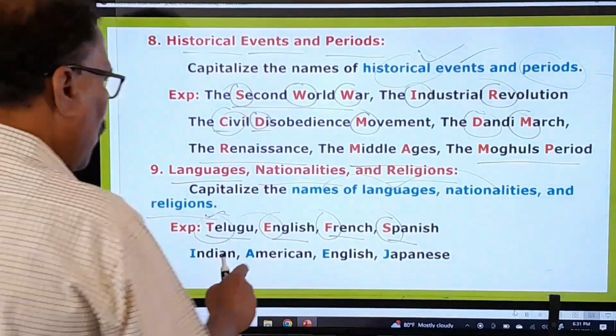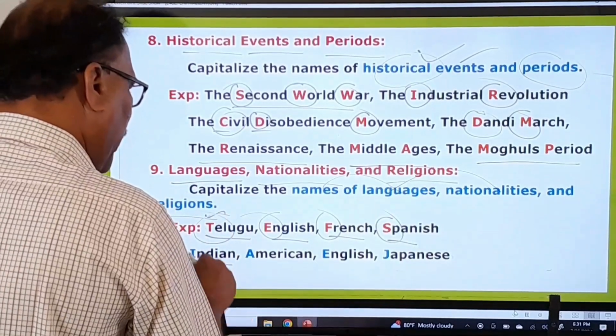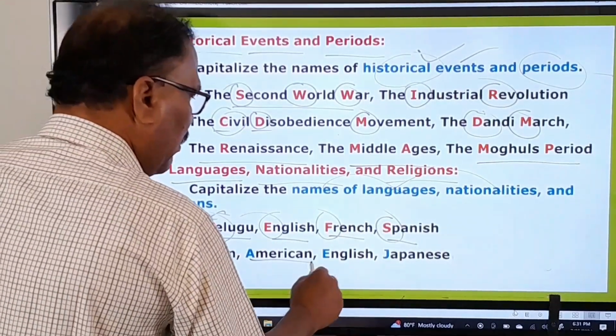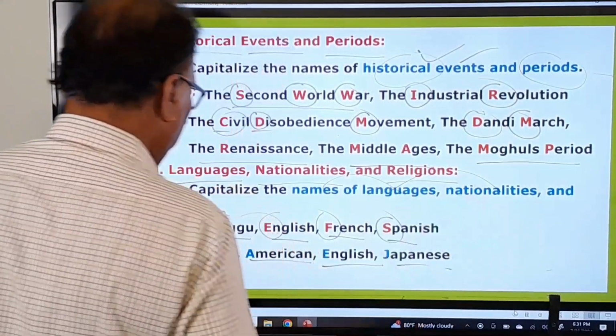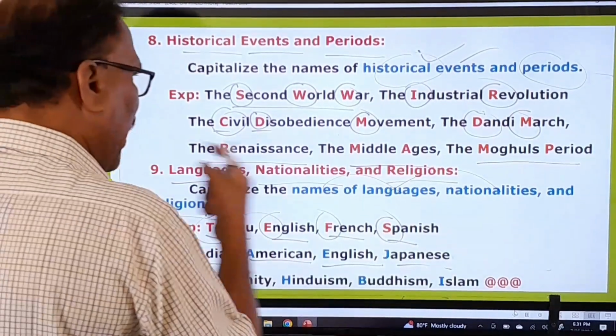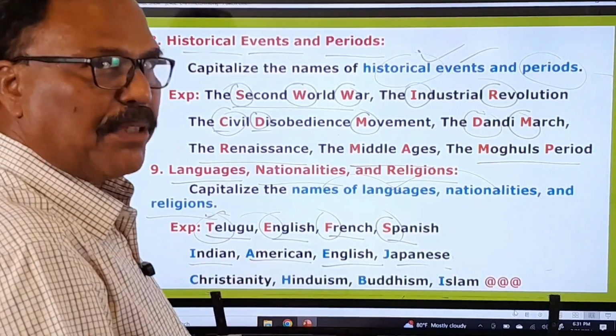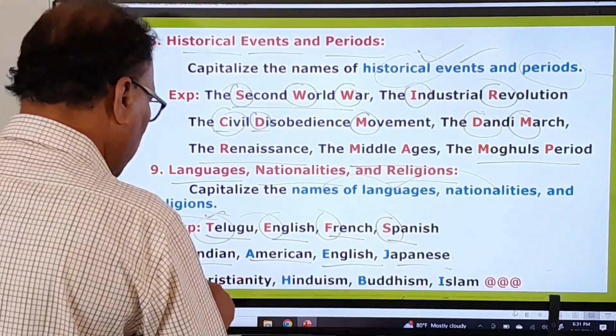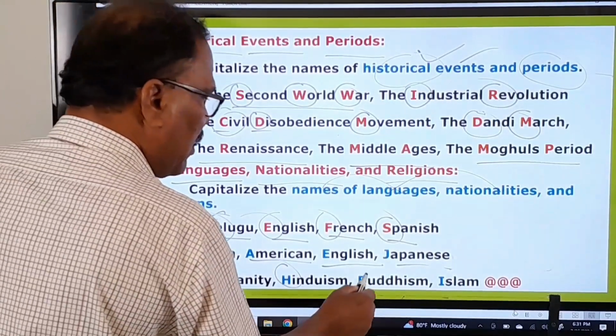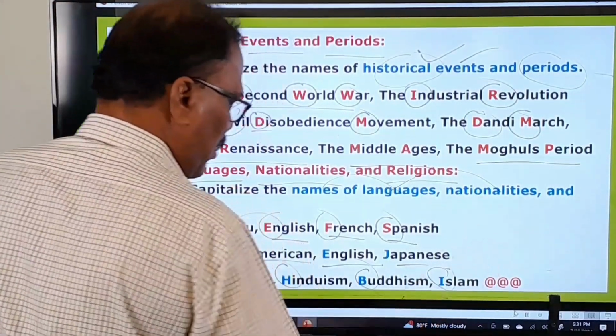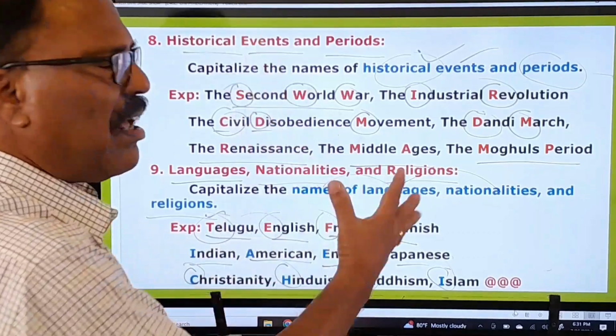So here, these are all nationalities. Indian nationality, American, English, Japanese, like that. And here all these must be capitalized. And the religion should also be capitalized. So Christianity, it's capitalized. Hinduism, capitalized. Buddhism, Islam, all these are capitalized. Very simple. They are all very, very simple.